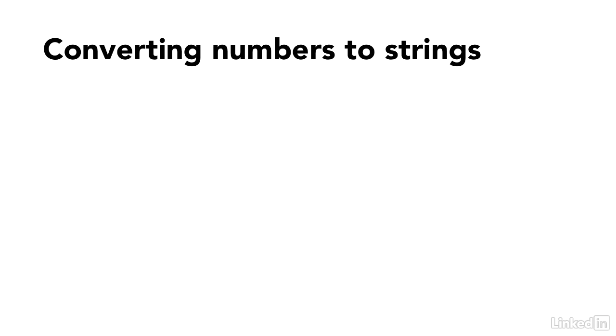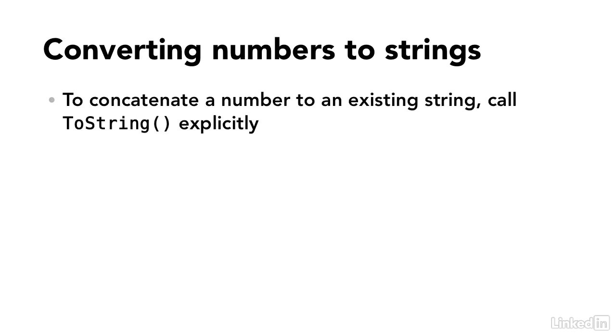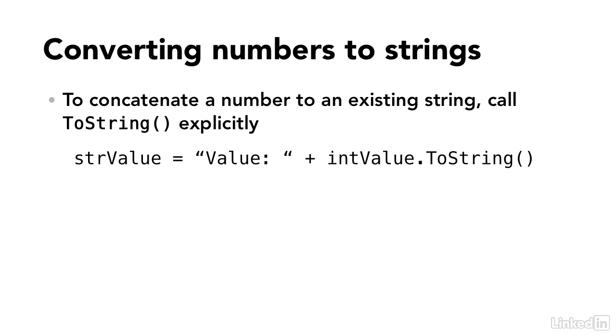But there are other cases where you have to call toString. For example, if you want to combine a string and a number into another string, you'll need to call toString explicitly. In this code, my variable str value is created by combining a literal string, value : space, with the value of the integer, and I'm calling the toString method. If I don't call the toString method in this case, I'll get a programming exception.